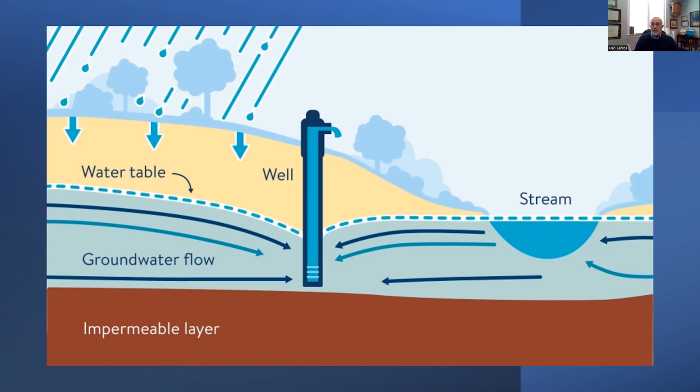And if we put 3 monitoring wells in the ground and we measure the water table in each of those, we can determine in what direction the water's flowing, because it's going to flow from the highest point, as we mentioned a few minutes ago, to the lowest point. So it'll flow from the well that has the highest elevation to the well with the lowest elevation.